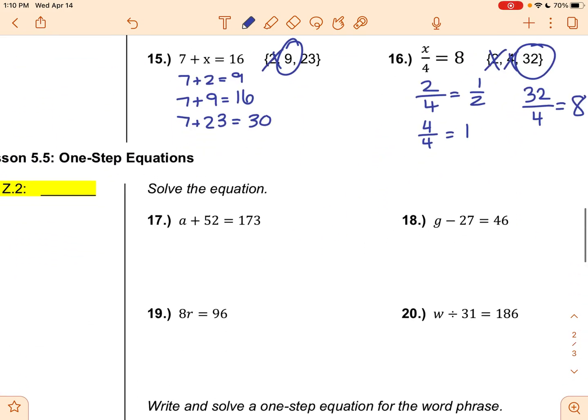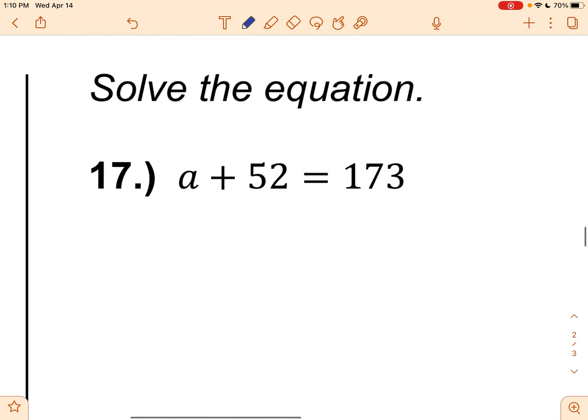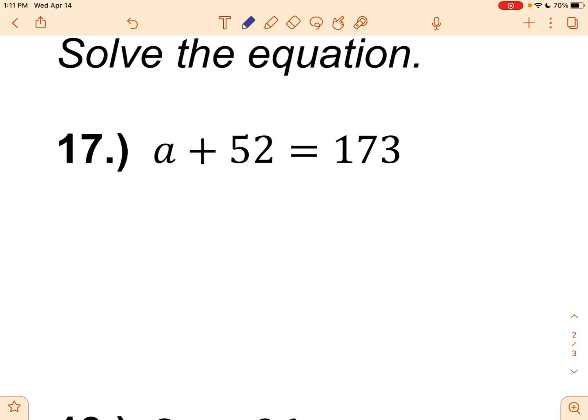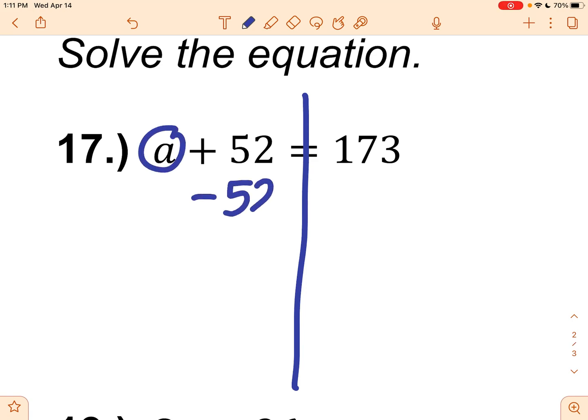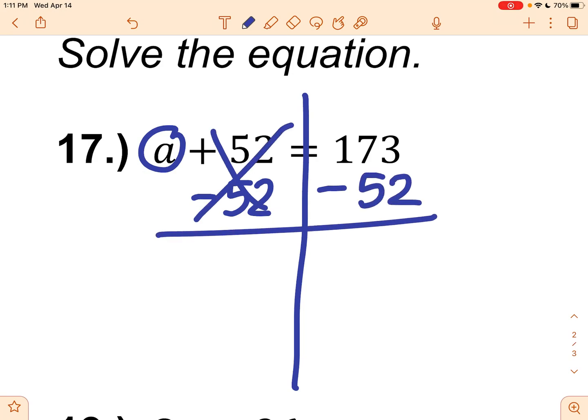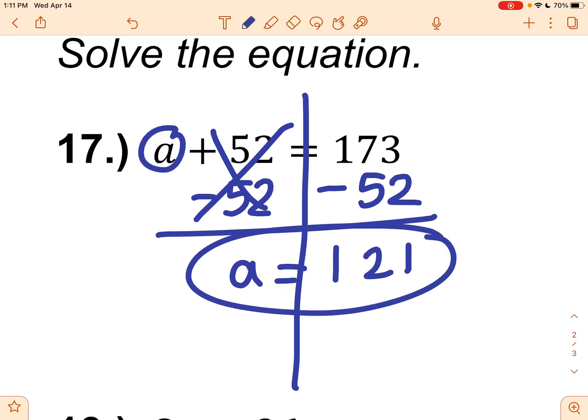Alright, now we're moving on to solving equations. Number 17, a plus 52 equals 173. Remember to draw your line. We want this a by itself, so we need to minus 52 from both sides so that our 52's cancel out. We're left with just a. 173 minus 52. 3 minus 2 is 1. 7 minus 5 is 2. And then we have the 1. A equals 121.